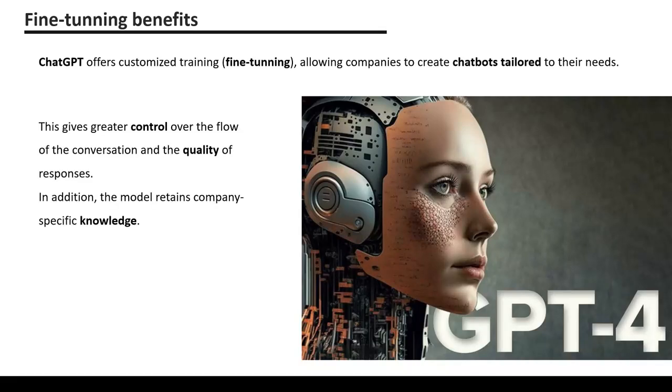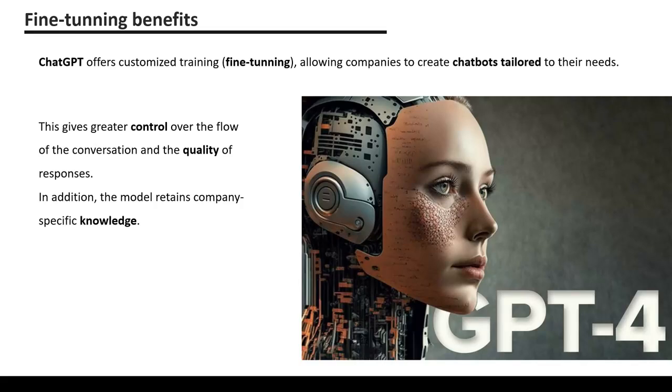First of all, it gives us more control over the flow of the conversation and the quality of the answers. By training the model with the specific data of your business, it allows us to have a better idea of how the chatbot will work. Additionally, companies can ensure that the chatbot understands and responds to customer inquiries in a way that reflects the company's information as well as its brand.